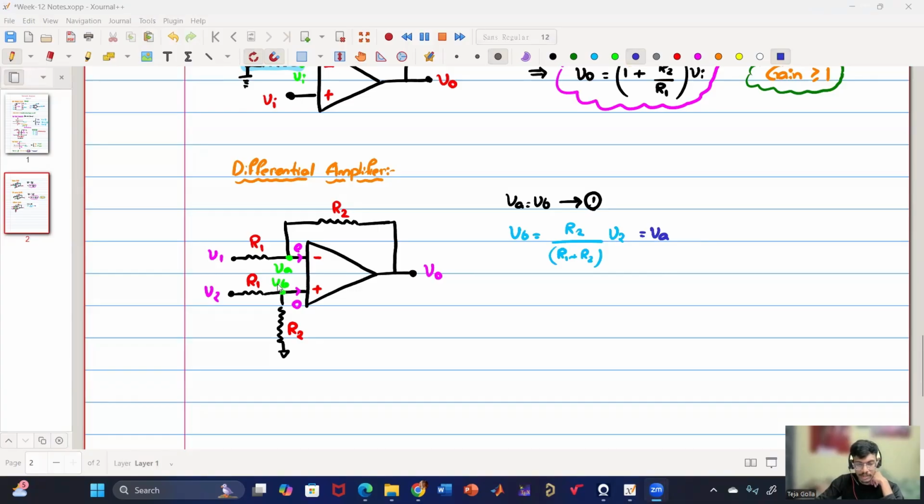First, I'm calculating VB. Okay. So now VA equals VB. So now I'll apply the same KCL here, and the current is flowing in this direction. So what will be the expression of my KCL here?